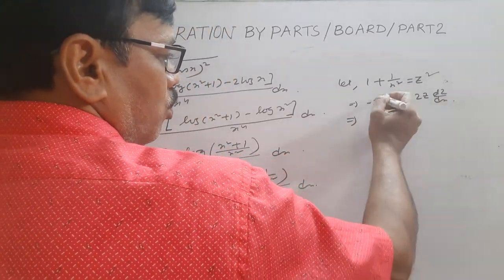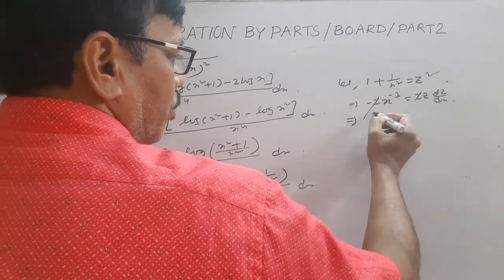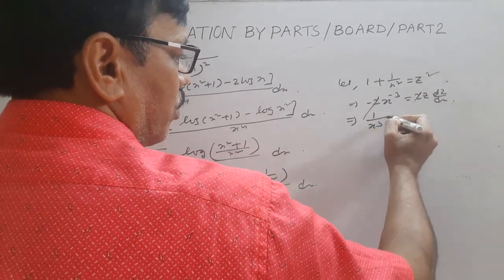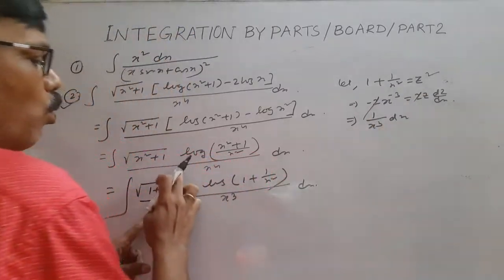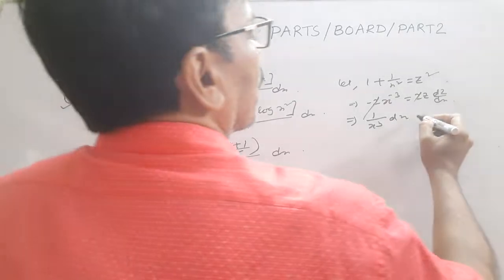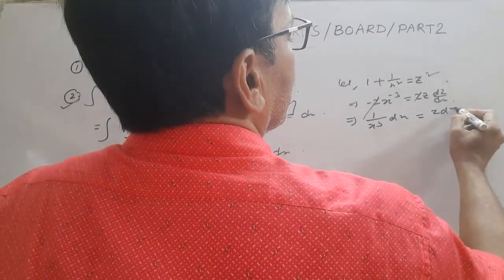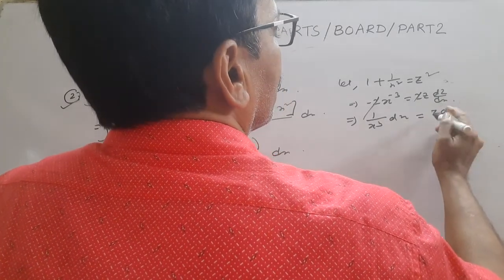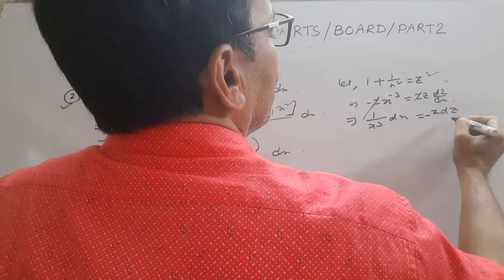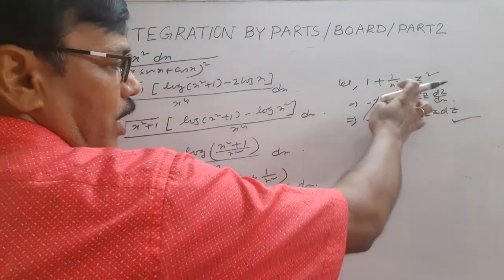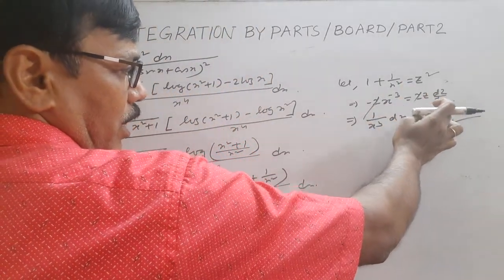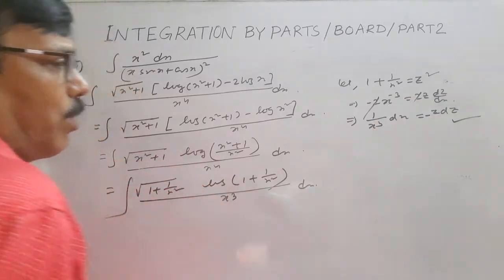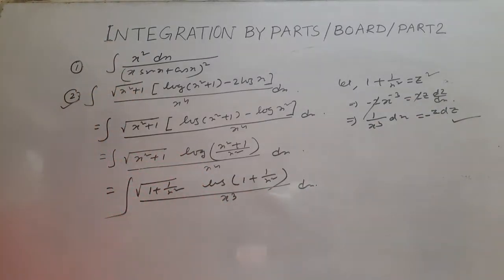Minus 2 into, so 2 cancel. So 1 by x cube into dx equals z dz by z dz, negative, minus z dz. 1 by x cube into dx equals minus z dz.